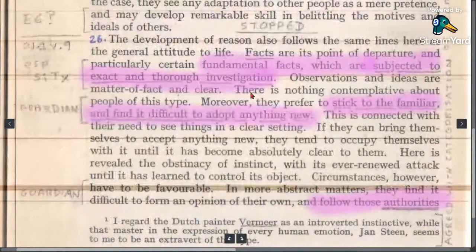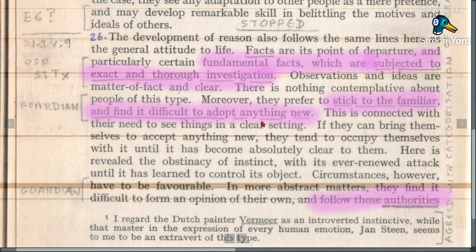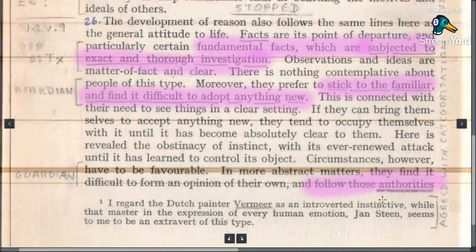Facts. And fundamental facts subject to exact and thorough investigation. The inspector. Facts. Pub quiz champion. Prefer to stick to the familiar and find it difficult to adopt anything new. I mean, he's pretty much written that two or three times already. Follow those authorities. And then Vermeer.